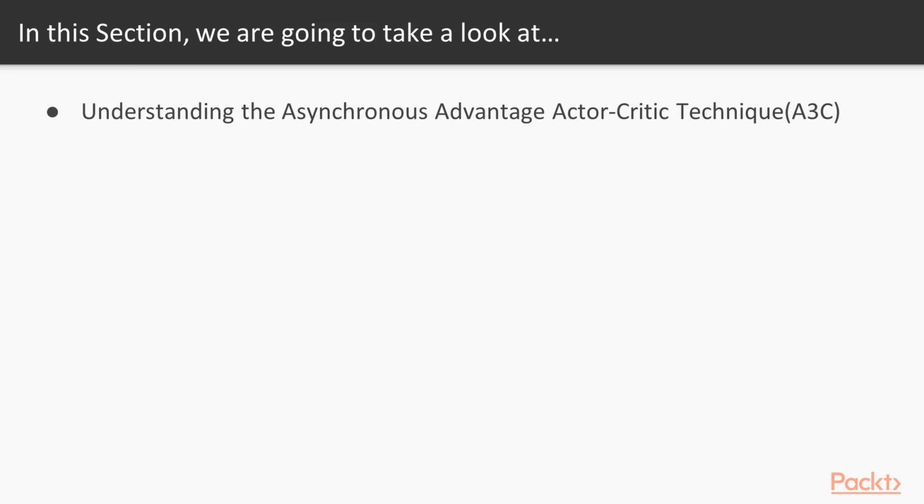First, we will be understanding the asynchronous advantage actor-critic technique. The shortcut is A3C. Then we will be setting up the A3C environment. So similarly to the previous examples, we'll be using a slightly different API for our environment with states.